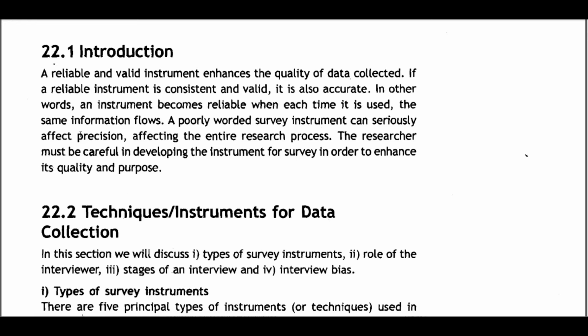22.1 Introduction. A reliable and valid instrument enhances the quality of data collected. If a reliable instrument is consistent and valid, it is also accurate. In other words, an instrument becomes reliable when each time it is used, the same information flows. A poorly worded survey instrument can seriously affect precision, affecting the entire research process. The researcher must be careful in developing the instrument for a survey in order to enhance its quality and purpose.